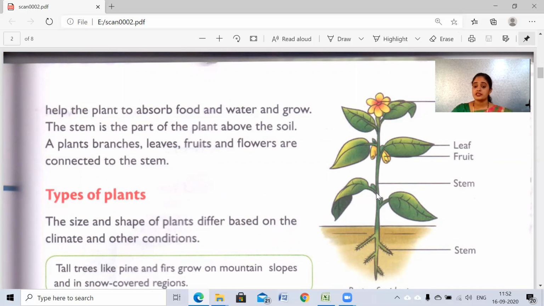If you come to the stem part, see here in this picture, the root which is present below the soil. Root helps to absorb the water, isn't it? Here it should be a root. Okay, the root that is present below the soil. Come to the upper surface, the stem. The stem is present above the soil. So, the stem consists of leaves, fruit, flower. Okay, no, children?